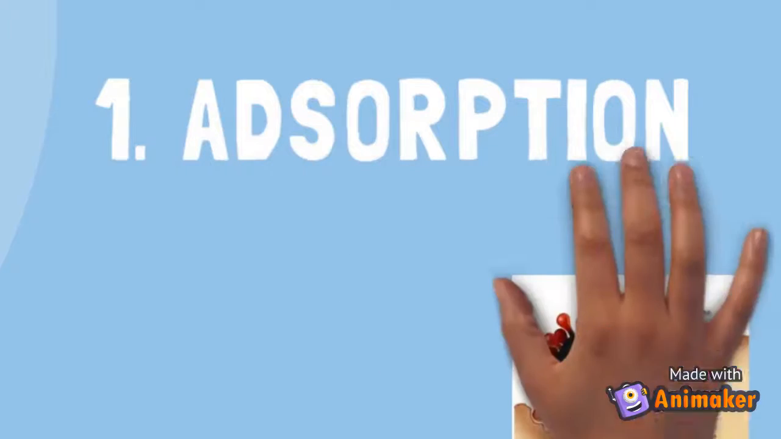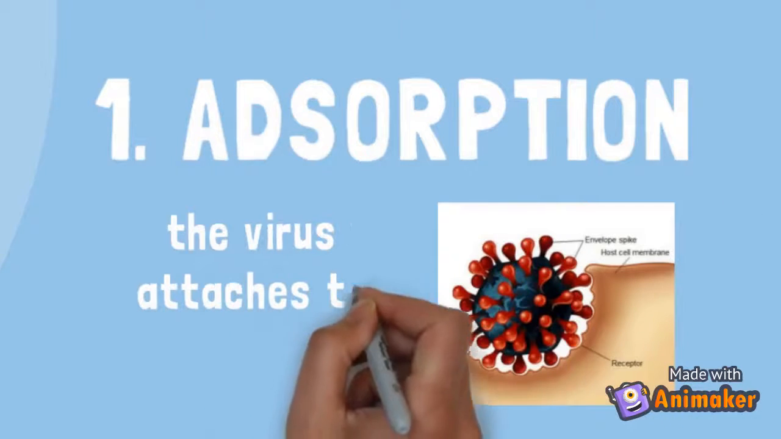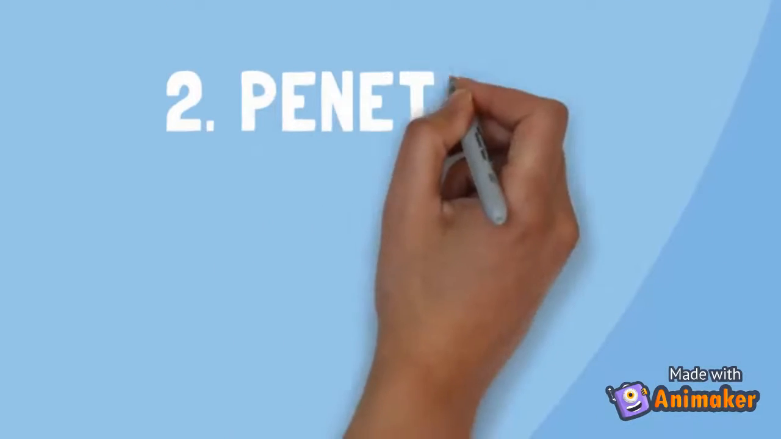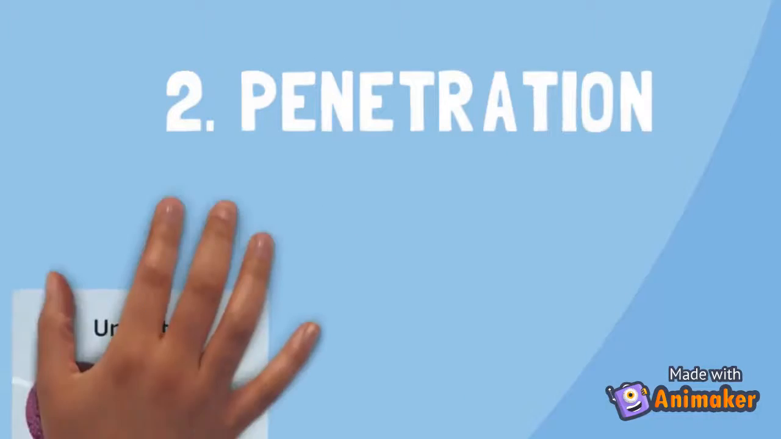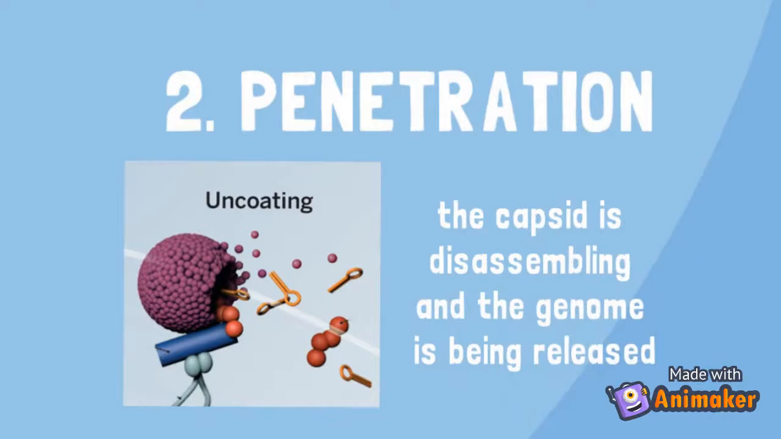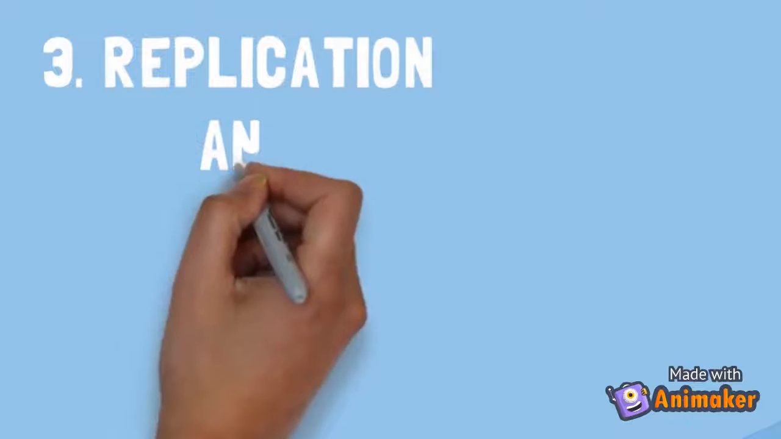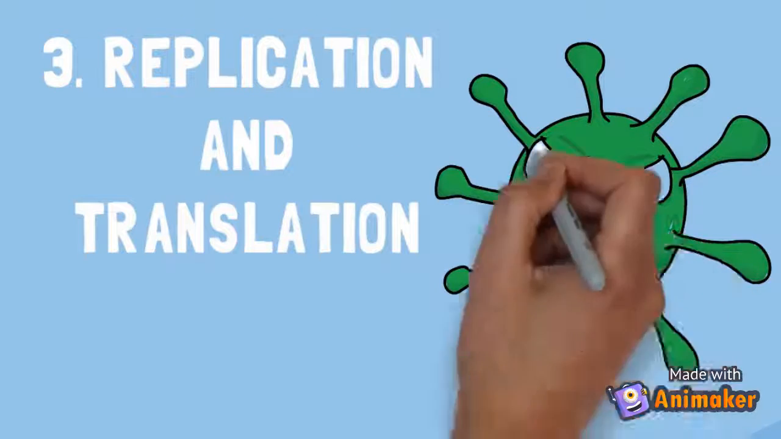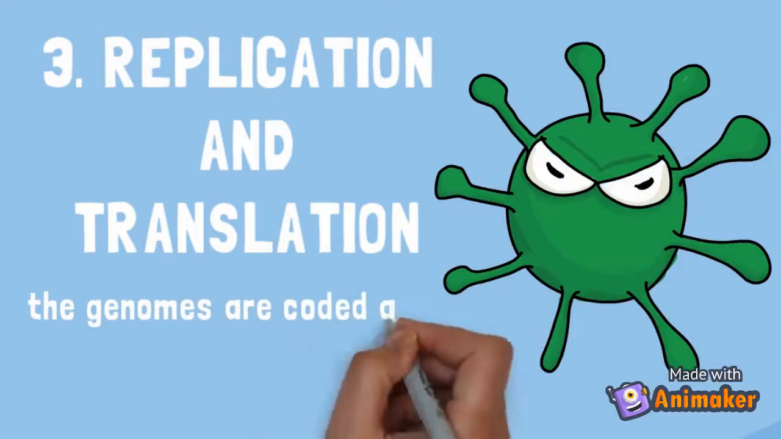First is adsorption. It is basically when the virus attaches to a host receptor. Next, penetration is when the capsid is disassembling and the genome is being released. This is otherwise known as uncoating. Next is replication and translation. With the help of different enzymes, the genomes are coded and the proteins are produced.